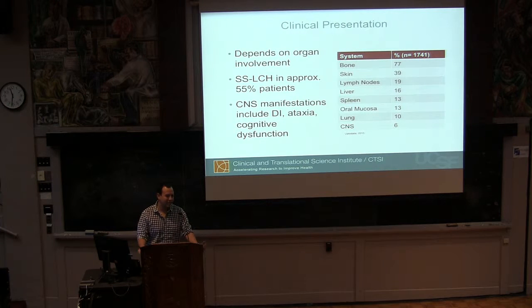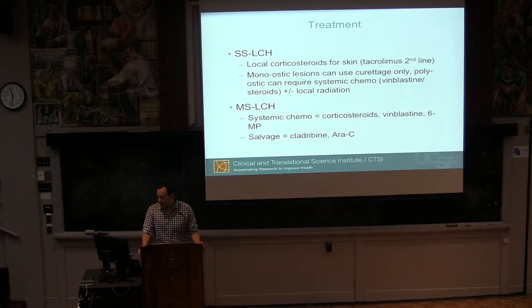And here is the percentage of what you see if you look at everybody with Langerhans cell histiocytosis. The most common is not multi-system, but tends to be a single system disease, with bone being the most common. But as you move down here, you start getting more and more bad clinical presentations.